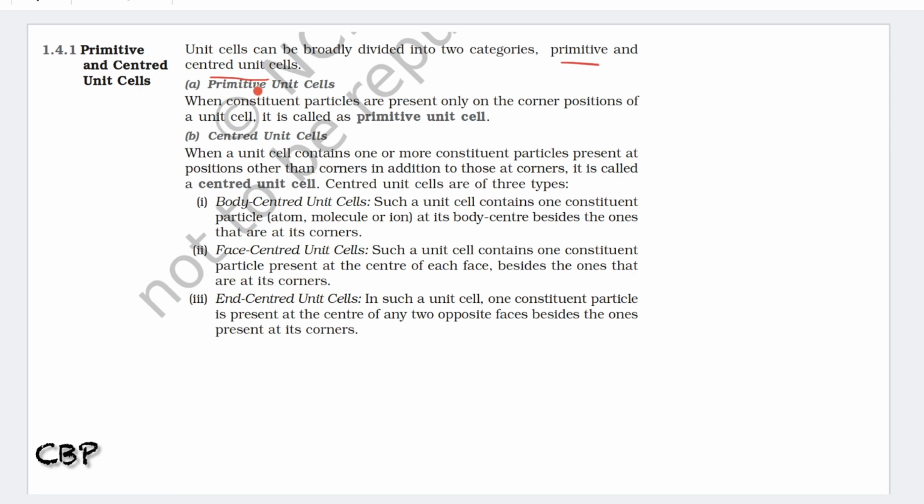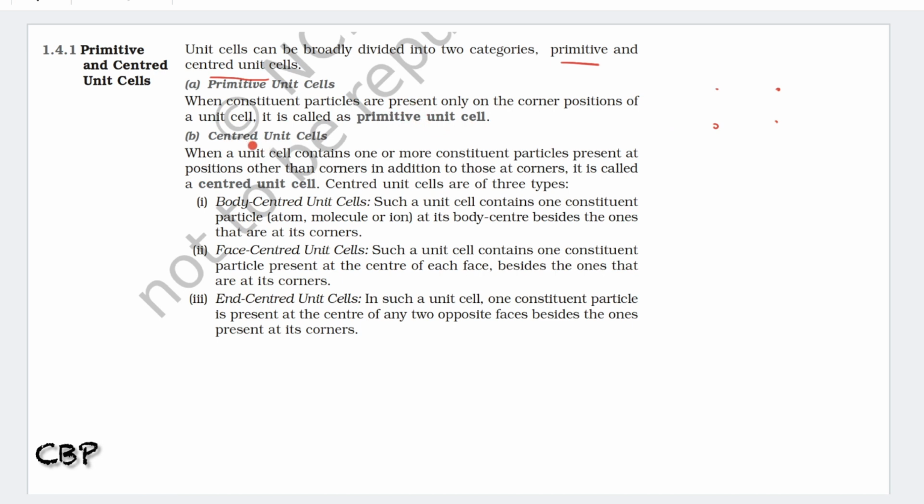Now first, primitive unit cell. Now what is primitive unit cell? When constituent particles are present only on the corner positions of a unit cell, it is called a primitive unit cell. Means we call a cell a primitive unit cell when its constituent particles, or you can say its atoms, are present on the corner positions of that lattice. Okay, then we call it a primitive unit cell.